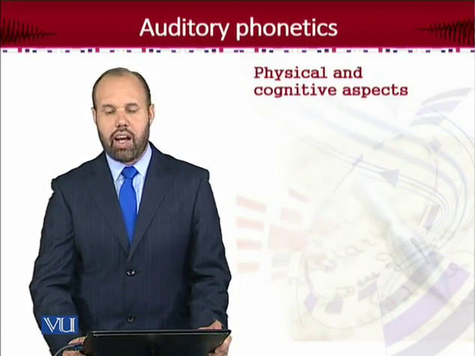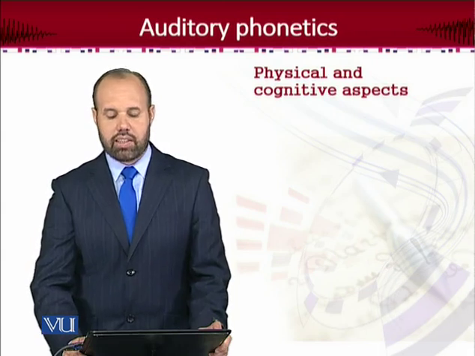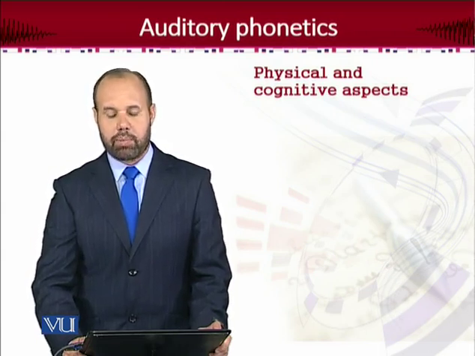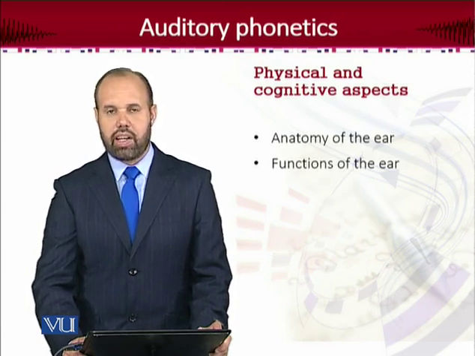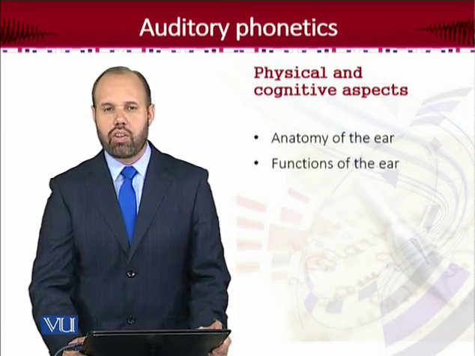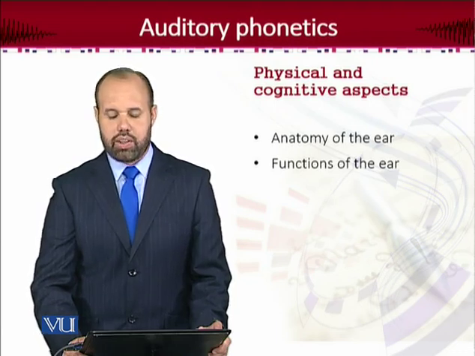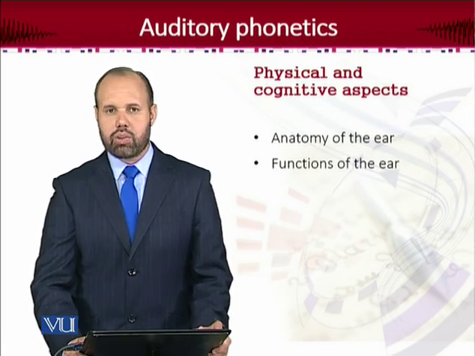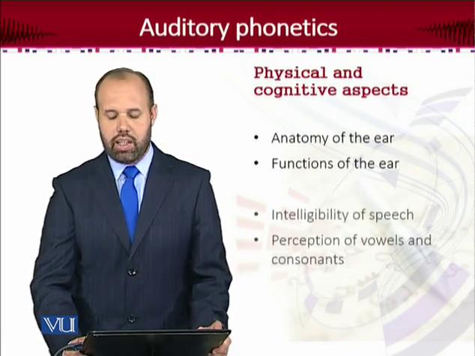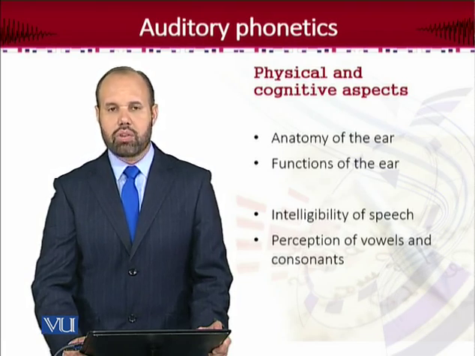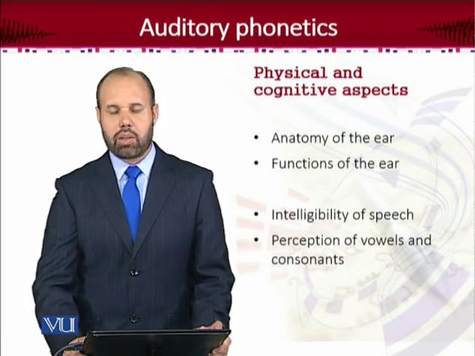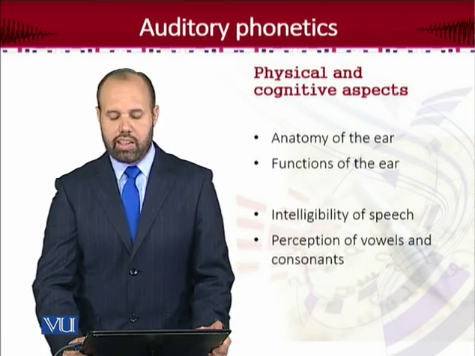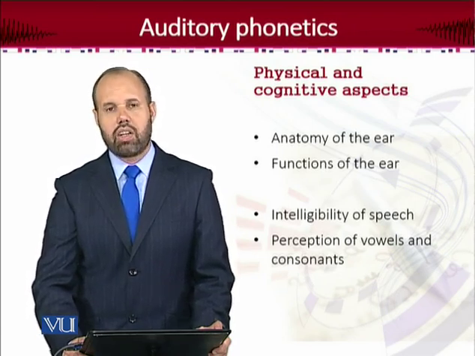Okay. There are two major aspects of auditory phonetics: physical aspects and cognitive aspects. Physical aspects are the anatomy of the ear, what happens with an ear, what processes are involved, how it works. These are the functions. Anatomy, that is, what the ear is, and then functions, the processes which are there, the physiology of the ear. All right. Then the cognitive aspects are how speech is made and interpreted, the intelligibility of the speech sound, and the perception of vowels and consonants. That's the part of the cognitive aspects on the part of the listener.